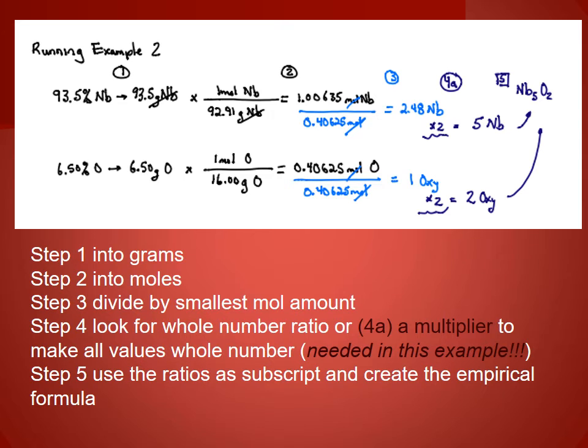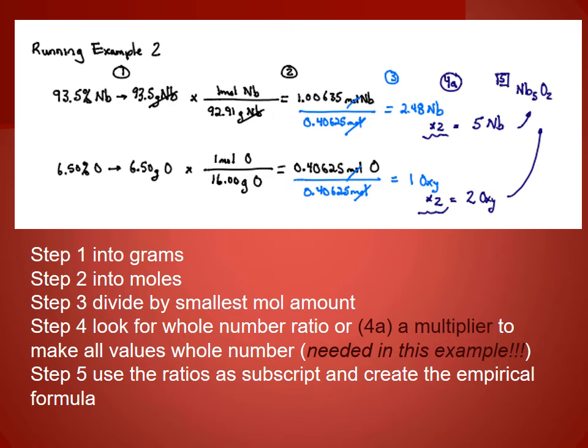And example 2 had niobium and oxygen, over 93% and a little at 6.5%. So step 1, percentage to gram, it was that easy. Step 2, convert to moles. I looked up niobium, which is one that I don't have memorized. I got a lot of these memorized, but niobium is just an unusual one. I just don't run into it. And so that's 1 mole of that. For oxygen, I converted the 6 grams over to moles, and it's 0.4.